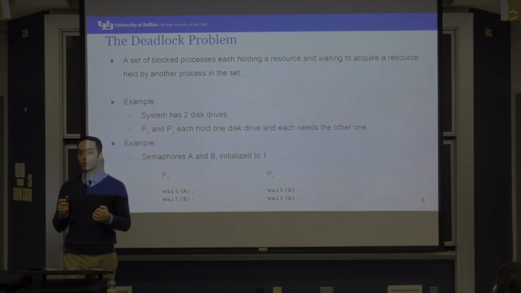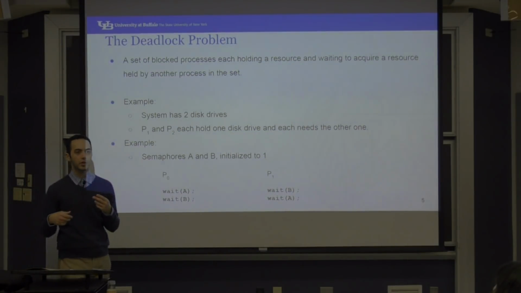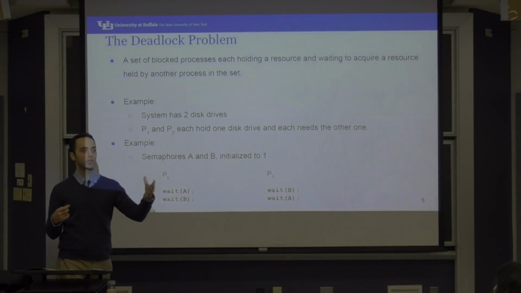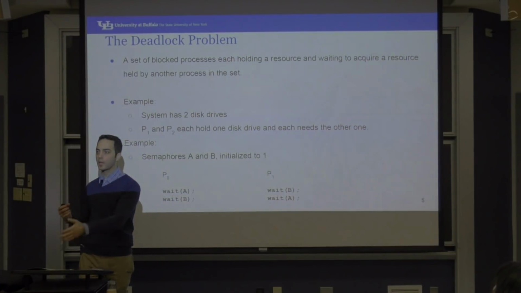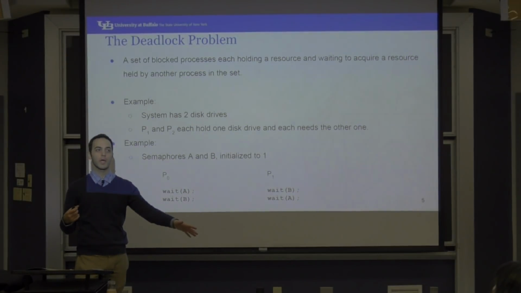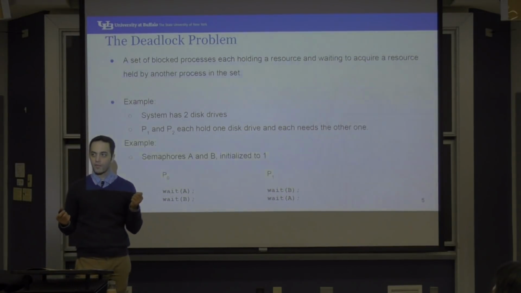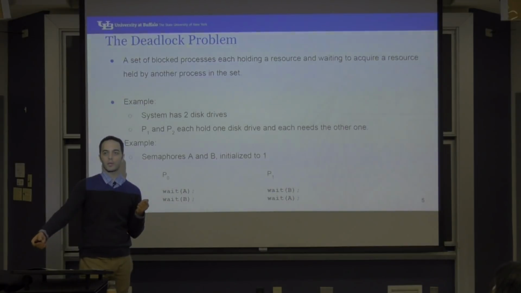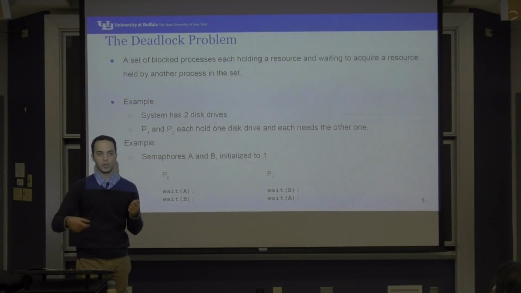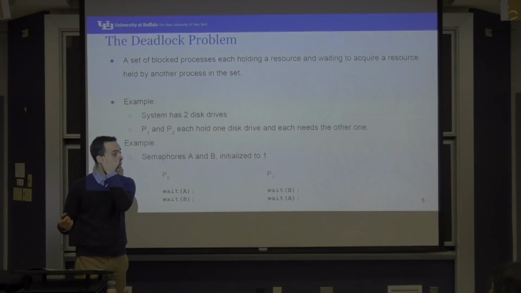Okay? So, as an example, we have a system that has two disk drives. Let's say one process wants to read a file from this one and then write to the other one, and vice versa. The other one wants to read from this one and then write to the other one. All right? So if P1 and P2 each hold one disk drive for reading, and then they're waiting to get access to the other one, and we're assuming they can't share them, then they're in a state of deadlock.